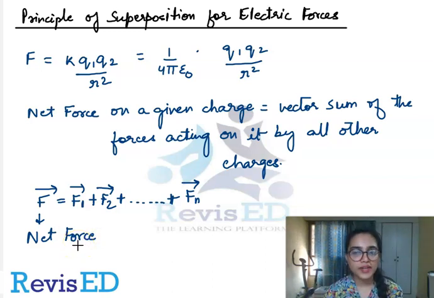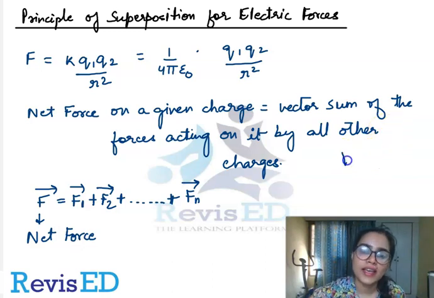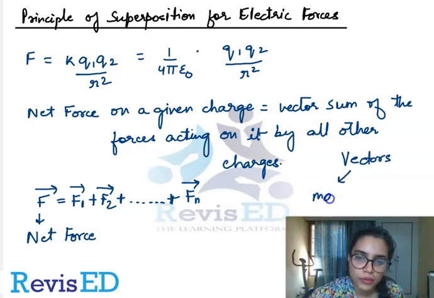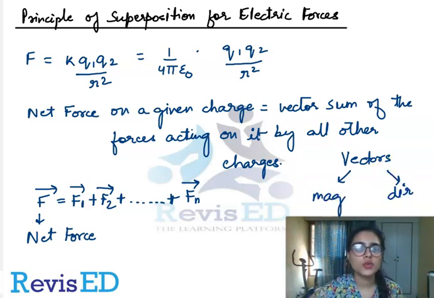The principle is very simple, but its concept is applied when there are many charges, and when the forces are represented as vectors, meaning you know both the magnitude and the direction. We have already studied that vectors are those quantities which have both magnitude as well as direction. So for such quantities, we use vector summation. I hope that this concept of the principle of superposition for electric forces is clear to you.